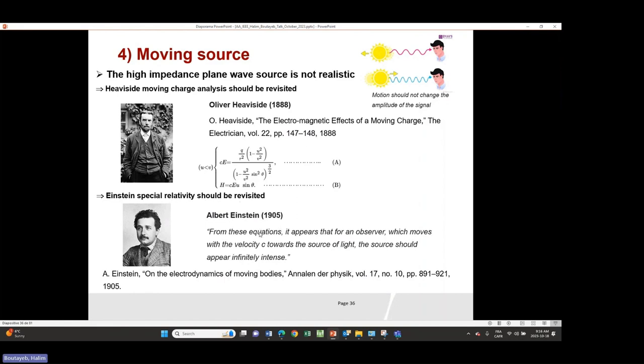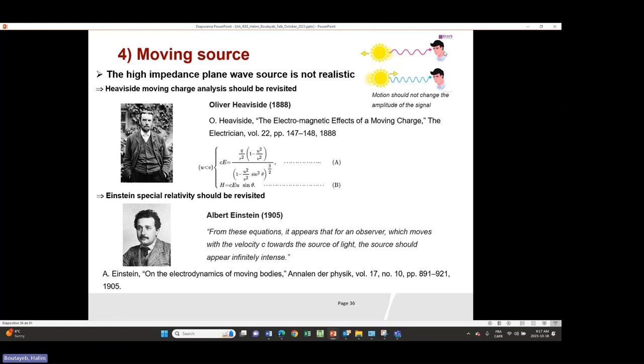Einstein, because he made the problem symmetric, also has a problem with the moving observer. In his paper, he said from this equation, it appears that for an observer which moves with velocity c toward the source of light, the source should appear infinitely intense. So for him, the amplitude increases also for the observer. When the observer moves to the source, he will see the amplitude increasing more and more, going infinite if he goes to the speed of light.